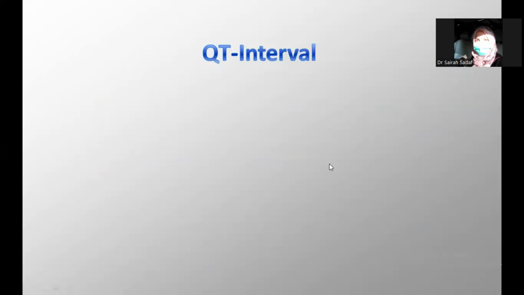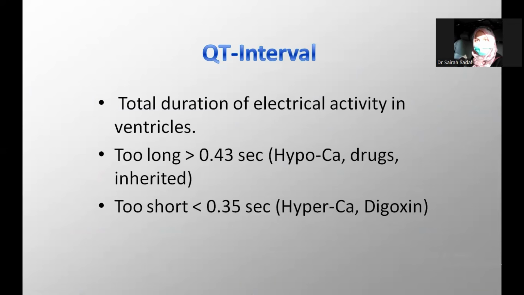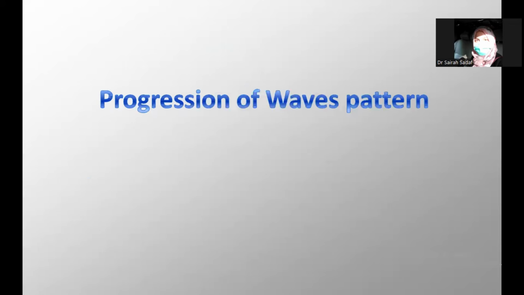QT interval. As the PR interval was showing the total activity of the atria, the QT interval shows the total activity of the ventricles. Activity means electrical activity. Now, when it is too long, more than 0.43 seconds, it may be due to hypocalcemia, drugs, or it may be inherited as well. It may be too short, less than 0.35 seconds, due to hypercalcemia, digoxin, or so many other things, but these are the commonest ones.